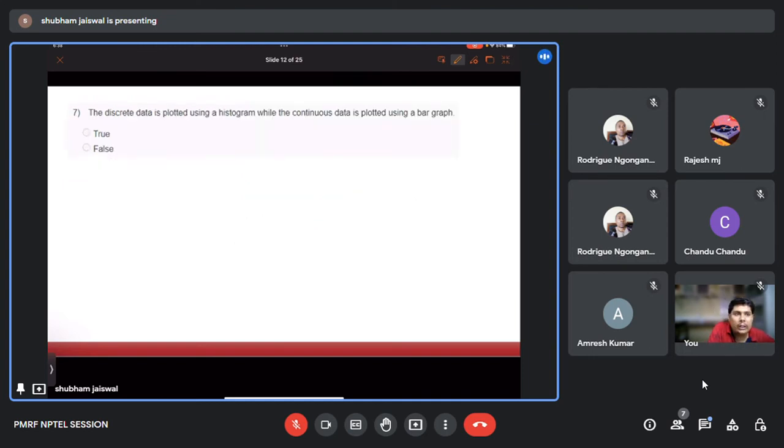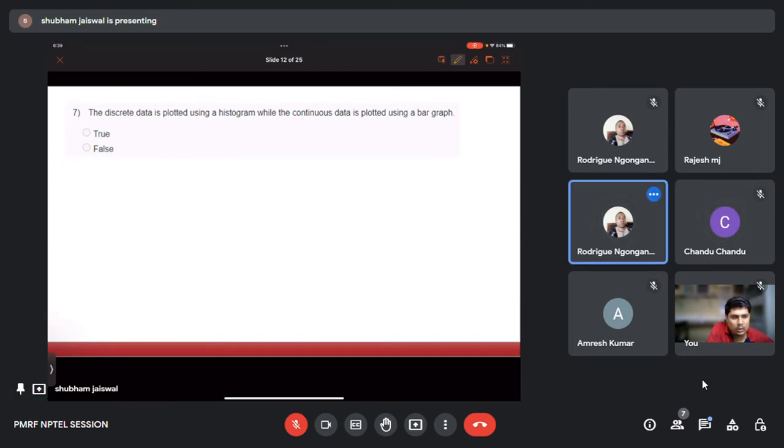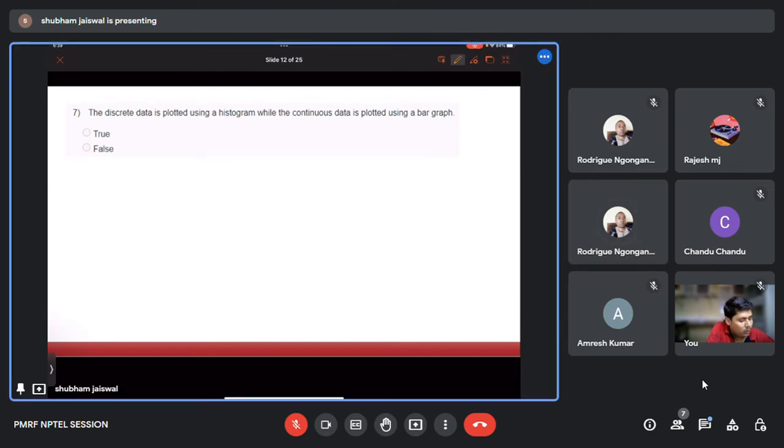The discrete data that is plotted using histogram while the continuous data is plotted using a bar graph. Is it true or false? True, sir. It is false, sir. False. So we have two options. One is true and one is false. So Chandu has said it's true, whereas Roderick has said it's false.